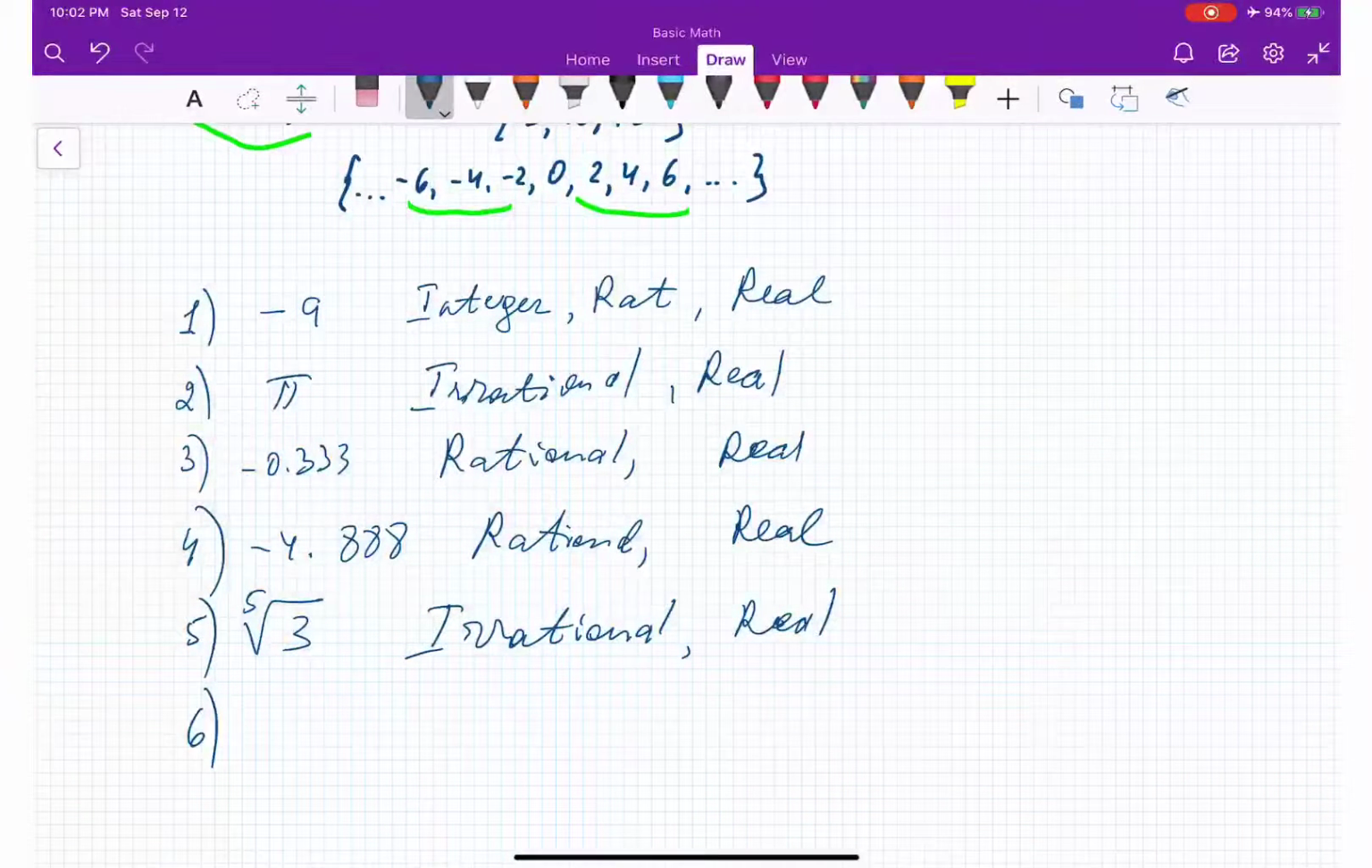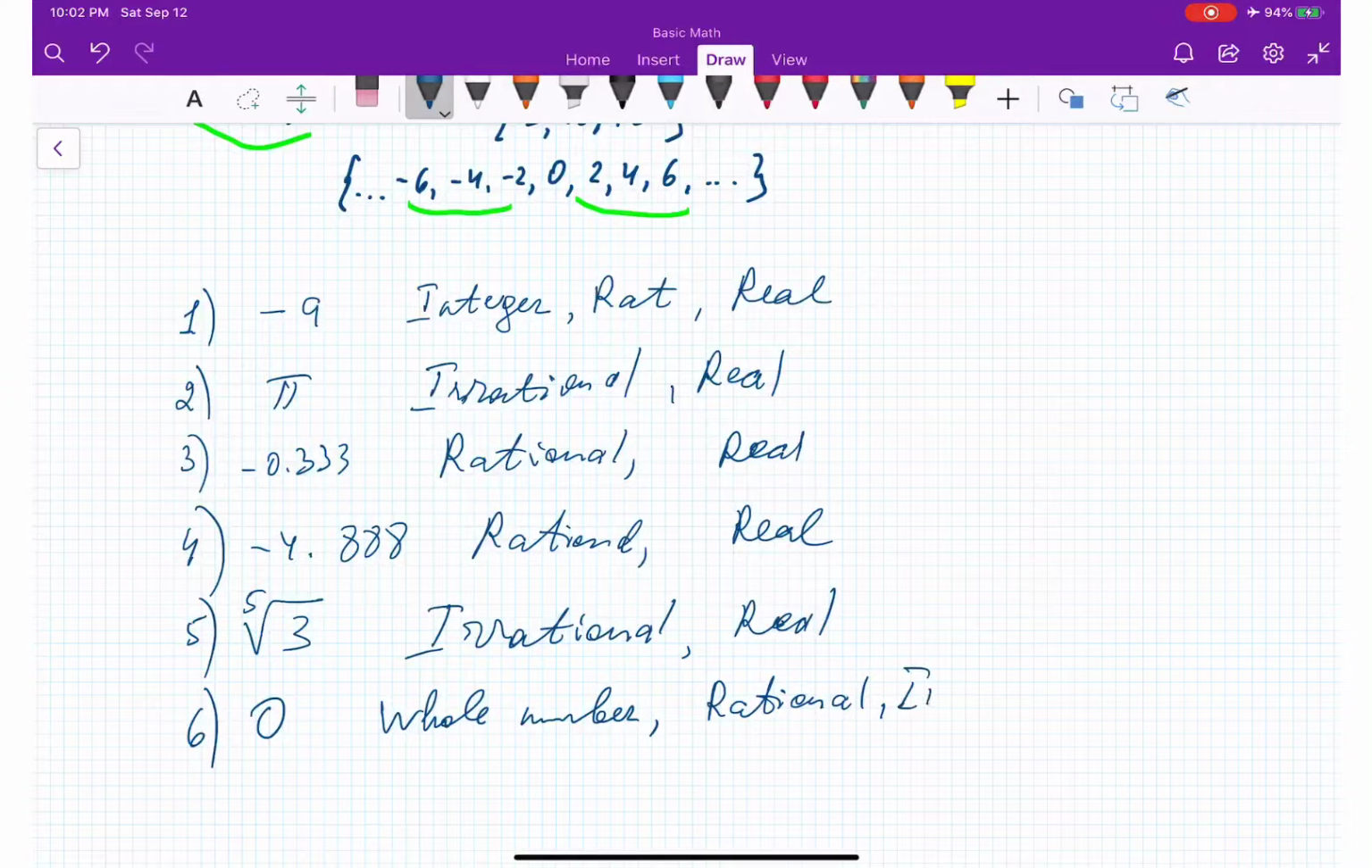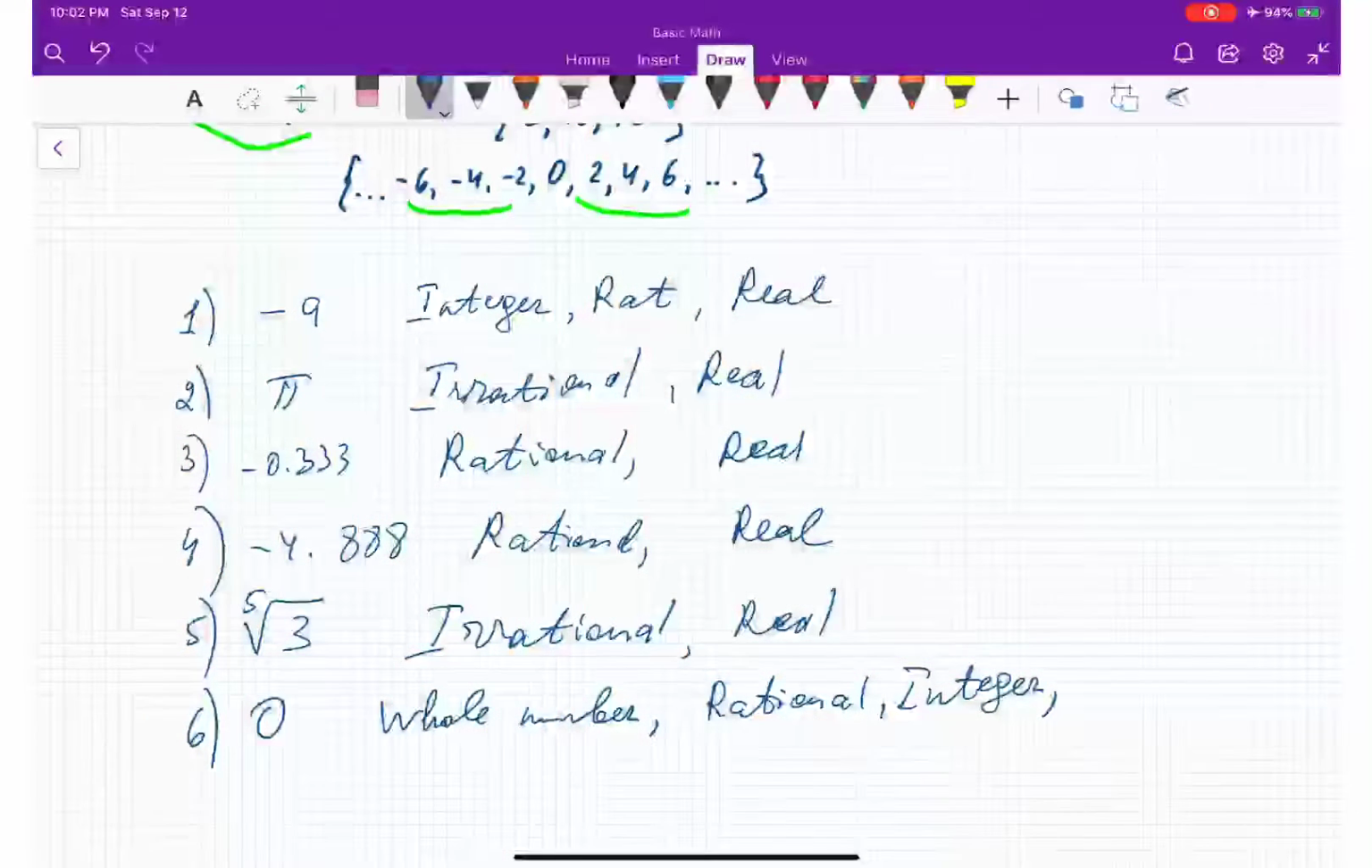Question number 6. Let's see, 0. Is it irrational? No. It's a whole number. Let me write down whole number. It's a rational number, because you can represent 0 over 1, right? It is an integer. It is a real number, obviously.